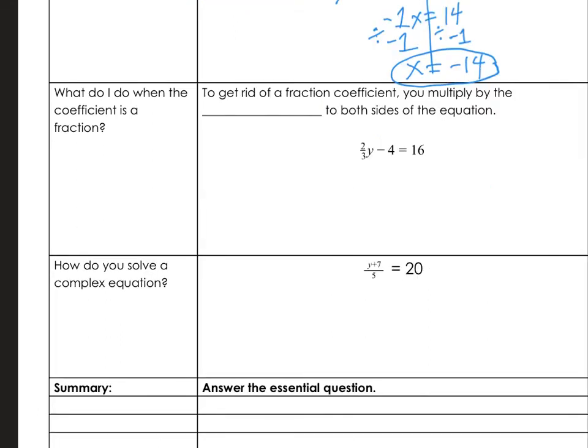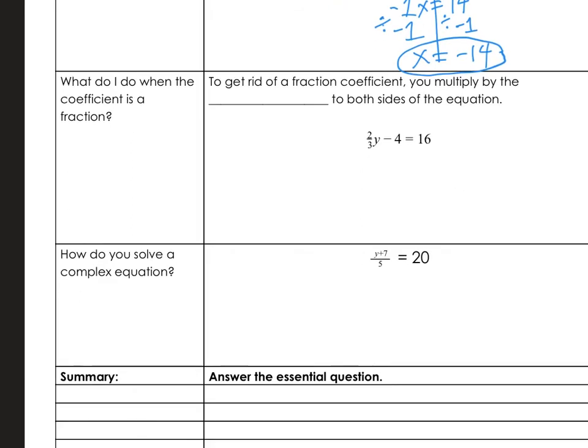What do I do when the coefficient is a fraction? To get rid of a fraction coefficient, you multiply by the reciprocal. Some teachers have called this the reciprocal, if that helps you remember what to do, but the proper term for this is reciprocal. So we're going to treat it just like we did the other equations. So go ahead and draw a line through your equal sign.